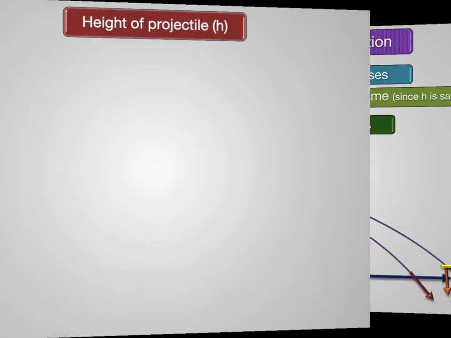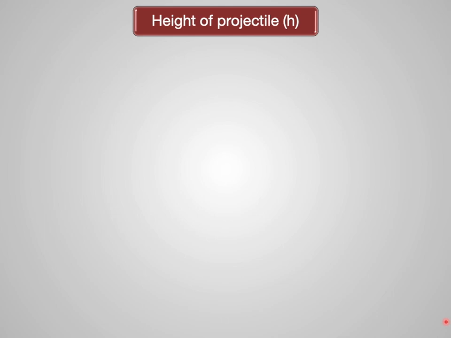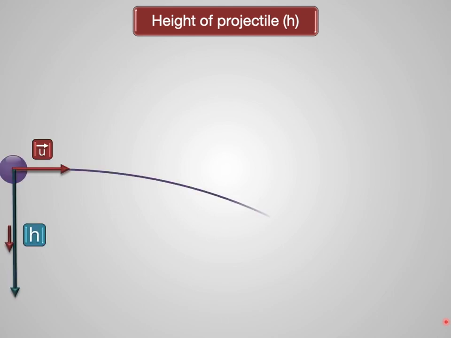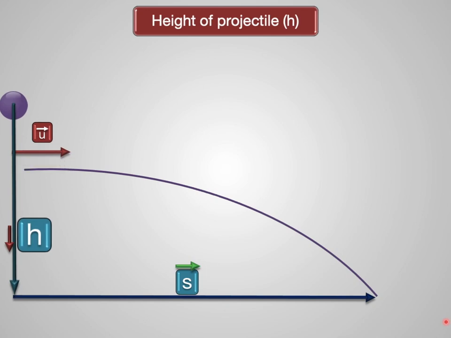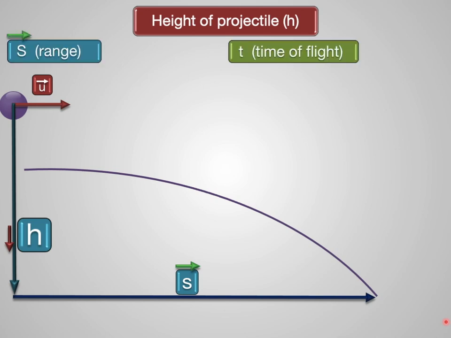Now the next change is height of the projectile. For example, I am throwing something from a particular height at a particular speed, and it's falling there at a distance s away from the point of projection. I'm going to throw it with the same speed from a different height. I am increasing the height of the projectile, but I'm throwing with the same speed. What will happen to the range, the time of flight, and the final velocity? That's what we are going to see.